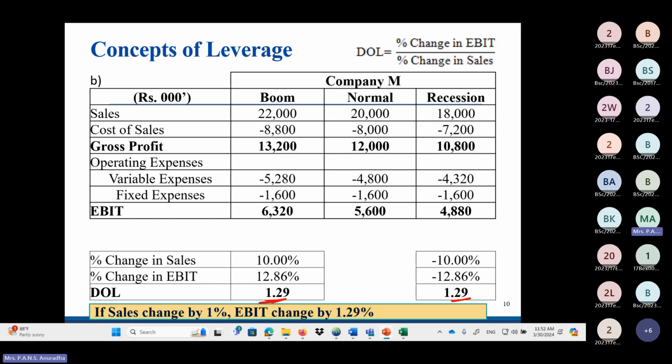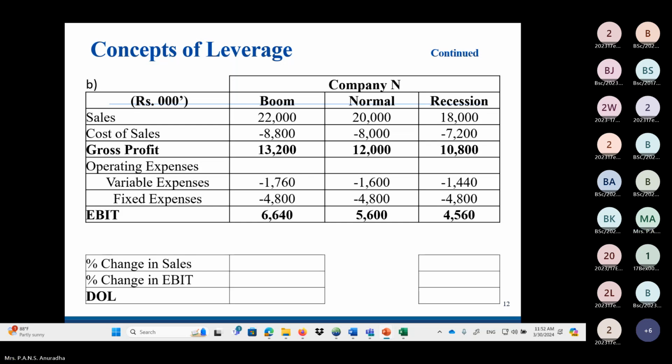Sales එක EBIT එක වැඩි වෙනවා අඩු වෙනවා same day. එතකොට so this is the interpretation. Degree of operating leverage for the company M is 1.29. So now in the same way calculate degree of operating leverage for the company N. Two companies ne api compare කරන්නේ M and N. So degree of operating leverage for company N.